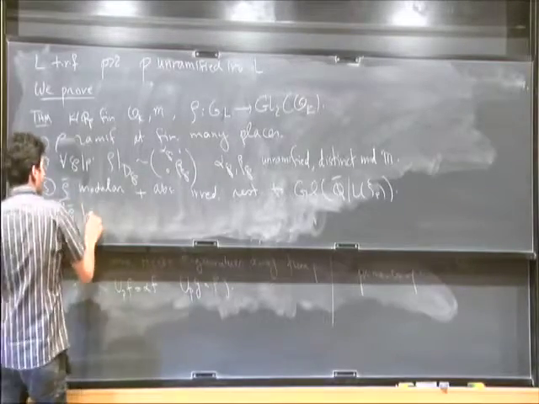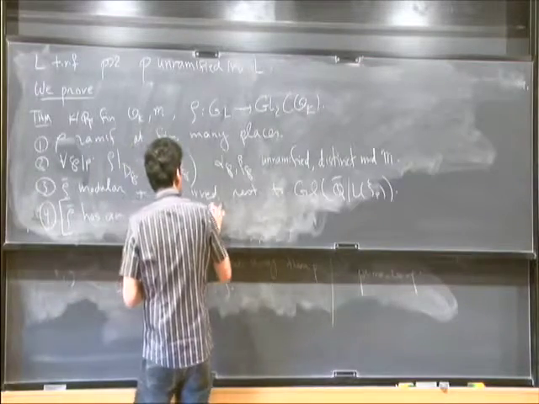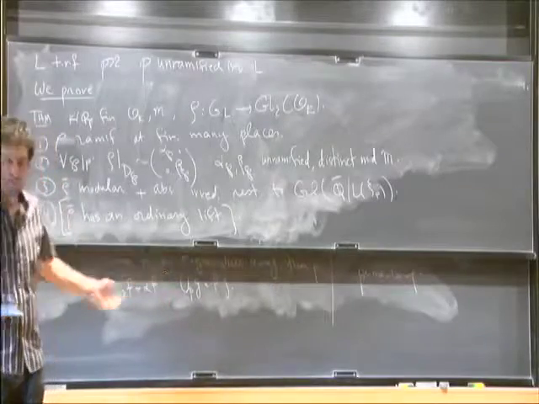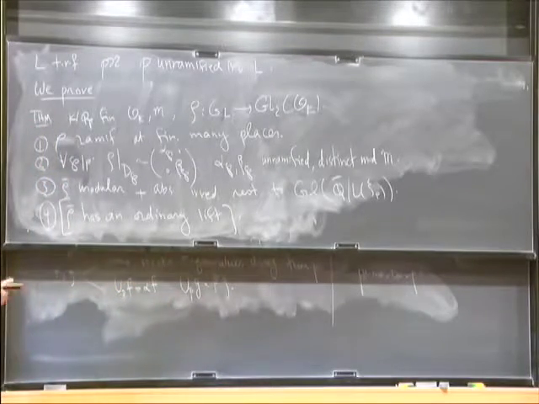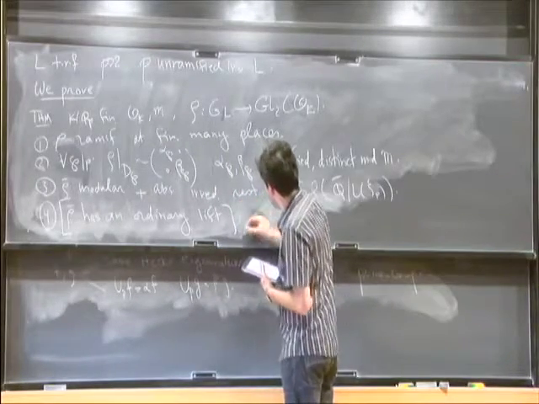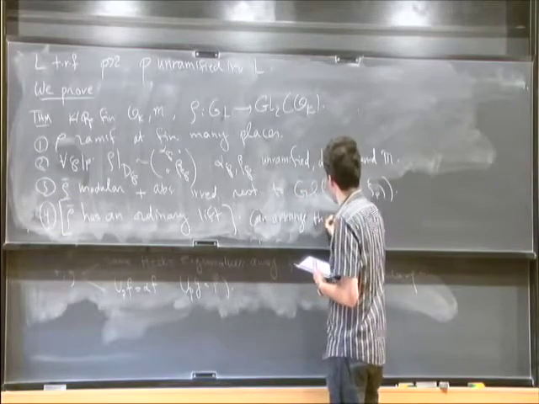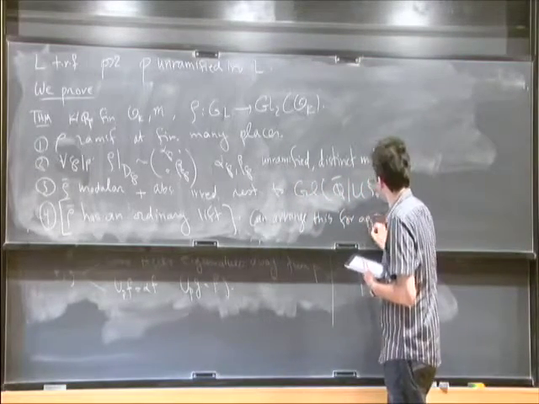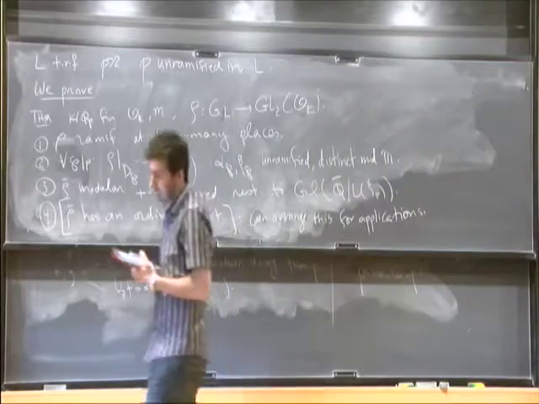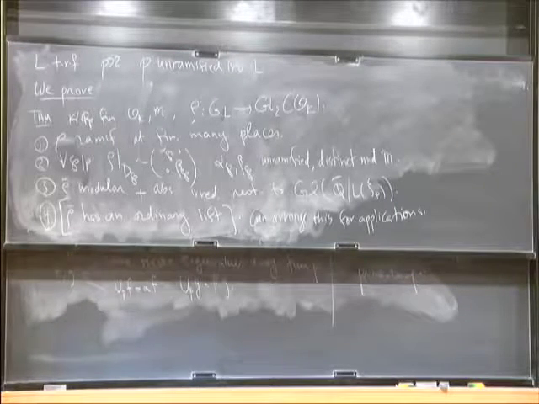So I put it like this: rho bar has an ordinary lift. First of all, for large primes, the existence of such a lift is now always proven. But for small primes, we can arrange this for applications.